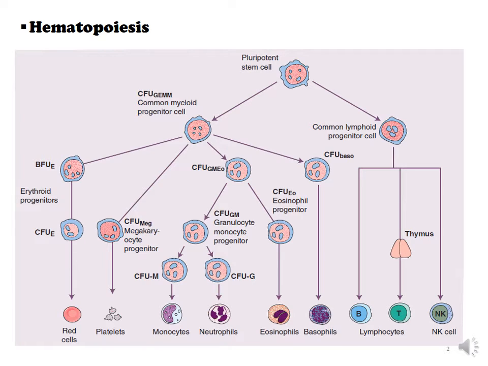The normal hematopoiesis starts with the hematopoietic pluripotent stem cell, which gives rise to either the common myeloid progenitor or the common lymphoid progenitor. The common myeloid progenitor cell is the cell which starts to give rise to the committed stem cells, which in turn give rise to the red cells, the platelets, the granulocytes, basophils, eosinophils, neutrophils, and monocytes. While the common lymphoid progenitor gives rise to the three lymphocytes: B, T, and natural killer cells.